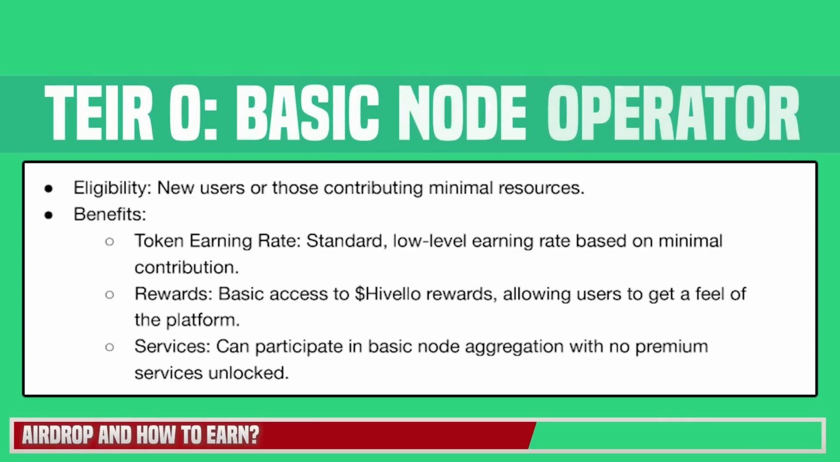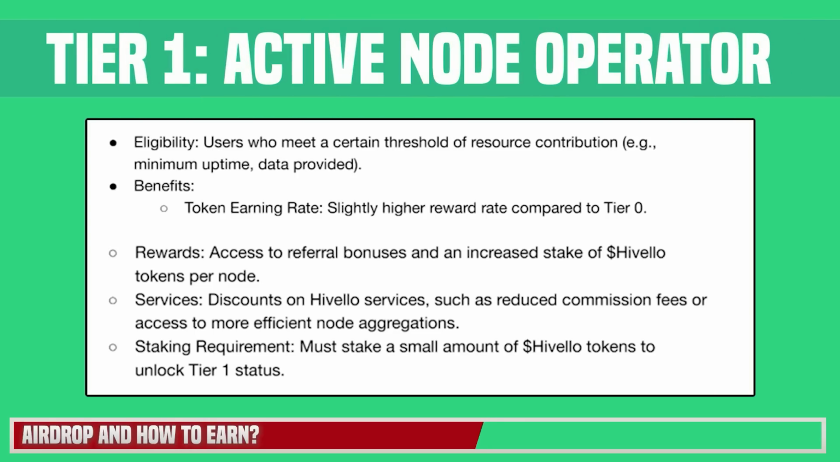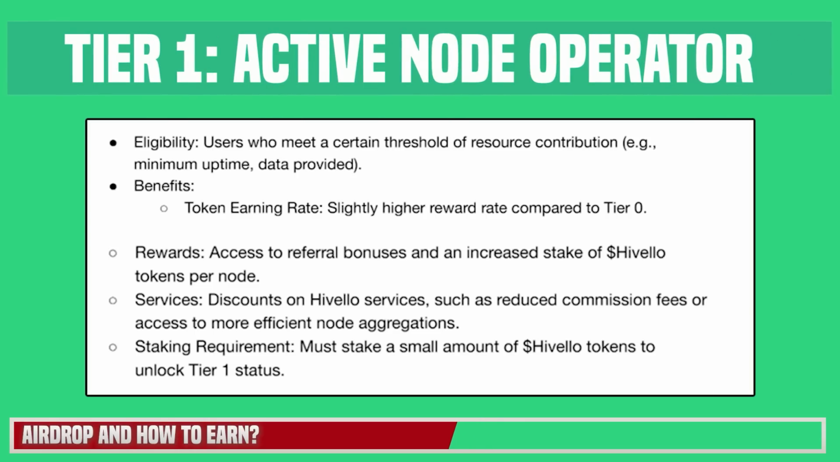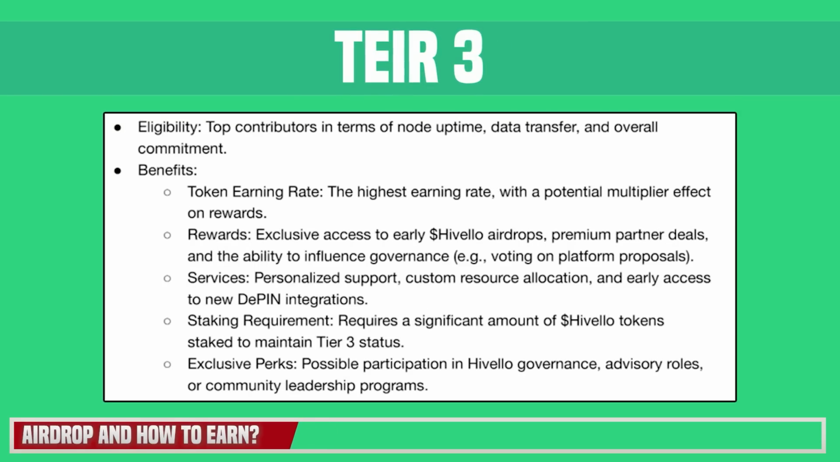So tier 0 are just basic node operators who contribute minimal resources. Tier 1 is the active node operator, so you give better resources, so you've got the minimum uptime and data provided. Tier 2 is the premium node operator. You'll have to stake some Hivello tokens, but you're going to earn a higher reward because you give better uptime and bandwidth. And tier 3 is the elite node operator. This is going to give you the most returns because you are providing the best value to the network. So top number of nodes, high data transfer, and overall commitment. And that's going to require a little bit of staking as well.